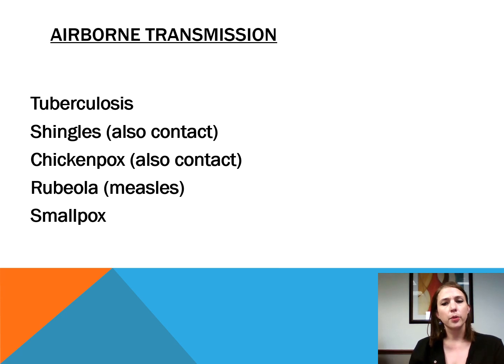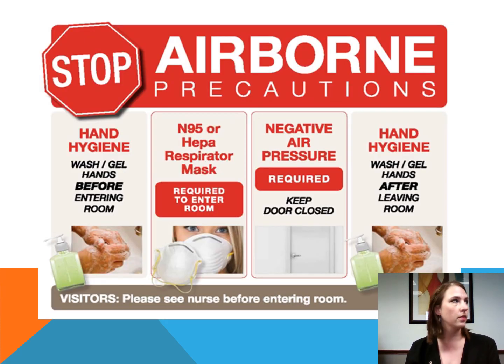Another thing to remember with airborne isolation is that the doors to these rooms have to be closed or remain shut for the air pressure to remain negative. And this is a sign that reminds you that you have to have an N95 or HEPA respirator, as well as that the door is to be kept shut to maintain that negative pressure, as well as hand hygiene.